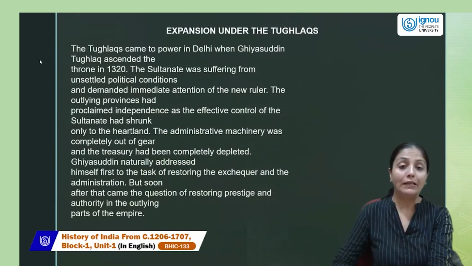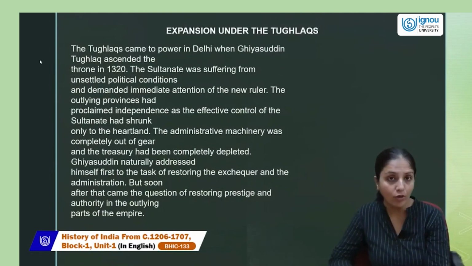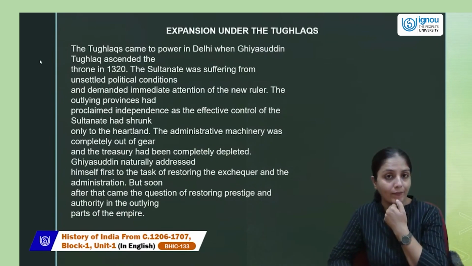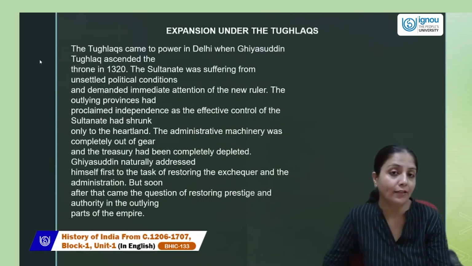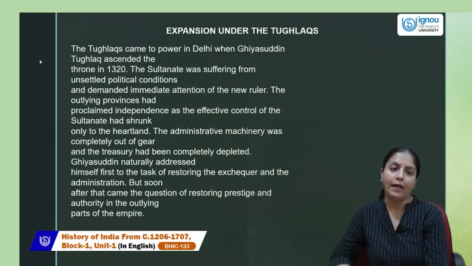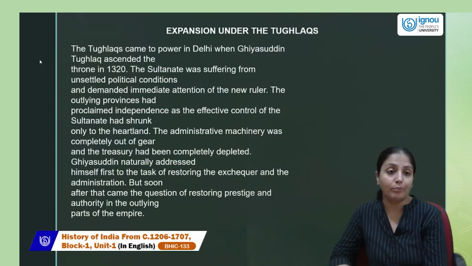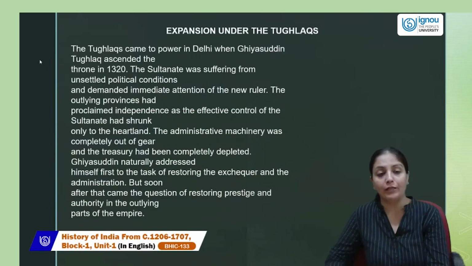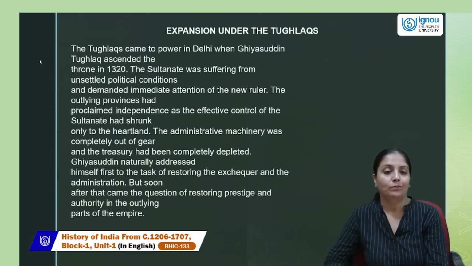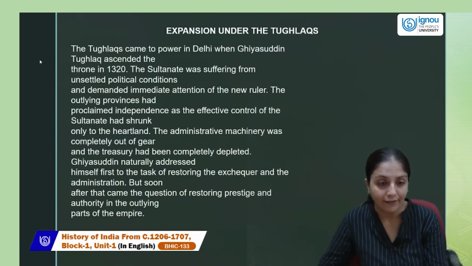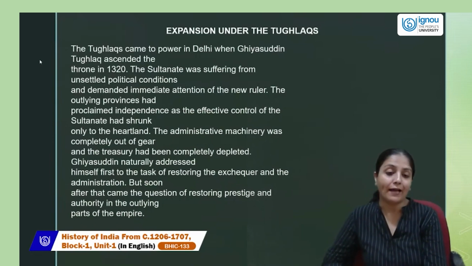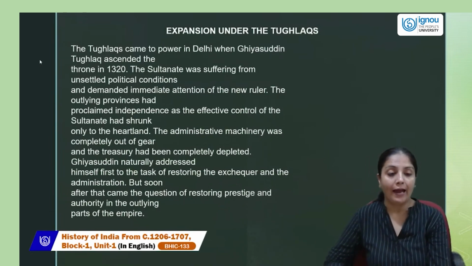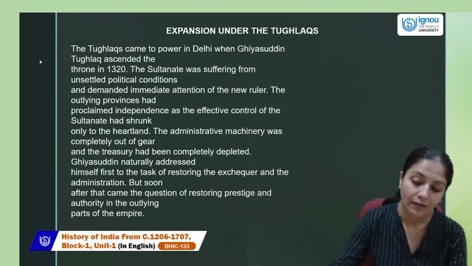Next, after the Khaljis, the Tughlaqs came. Expansion under the Tughlaqs, and we are talking about the Delhi Sultanate. The Tughlaqs came to power in Delhi when Ghiyasuddin Tughlaq ascended the throne in 1320. The Sultanate was suffering from unsettled political conditions and demanded the immediate attention of the new ruler. The outlying provinces had proclaimed independence as the effective control of the Sultanate had shrunk to the heartland. The administrative machinery was completely out of gear and the treasury had been completely depleted. Ghiyasuddin naturally addressed himself first to the task of restoring the exchequer and administration. But soon came the question of restoring prestige and authority in the outlying parts of the empire.